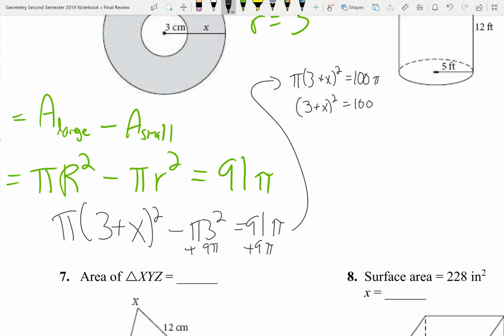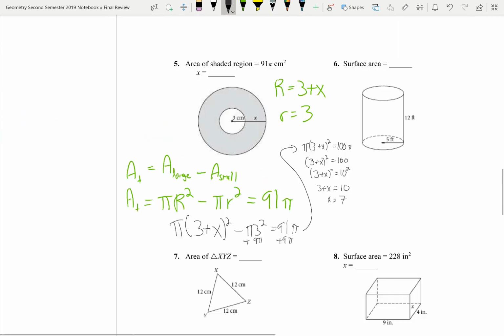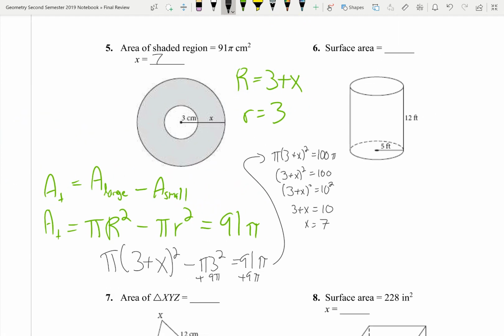Well, you could FOIL it out, but you don't really have to do that because we can just say 3 plus x squared is the same thing as 10 squared, because 10 squared is 100. And so that means that 3 plus x needs to be 10. So x would have to be 7. And that is the answer. So 7 centimeters is x.